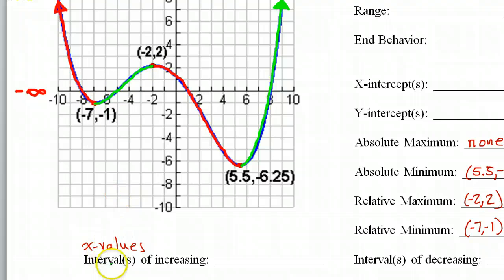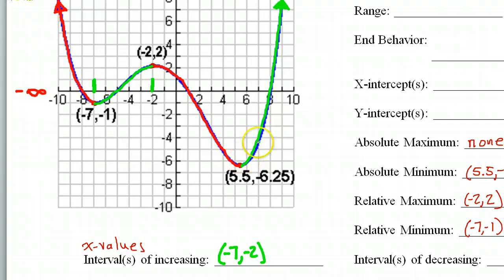So let's see, we're supposed to start with the intervals of increasing, so these two green intervals. Now just looking at the x values, you see this increasing interval, but just look at the x values. This interval starts here and ends here. So x value wise, that is from -7 to -2. So we have an increasing interval from -7 to -2.